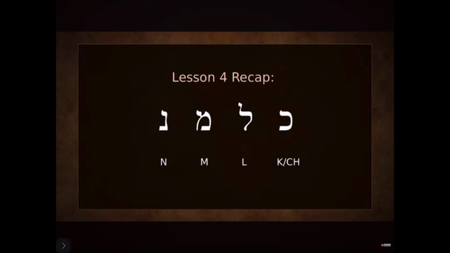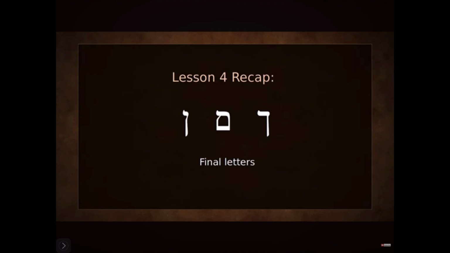Let's review what we learned this lesson. We've learned 4 new letters: the kaf, lamed, mem, and nun. 3 of those letters have final forms. Those are the final kaf, final mem, and final nun. They are written in their final form at the end of words. We learned 2 new vowels. The segol is 3 dots and makes the sound eh. The tsera is 2 dots and makes the sound a.